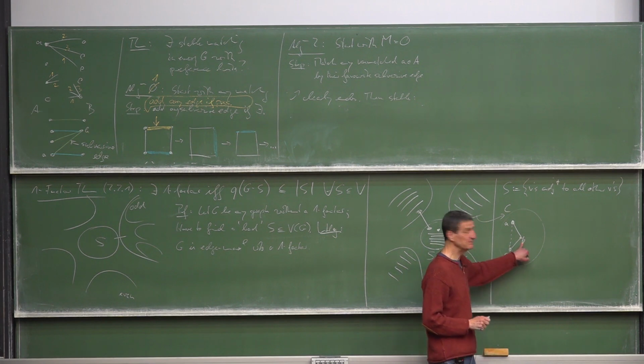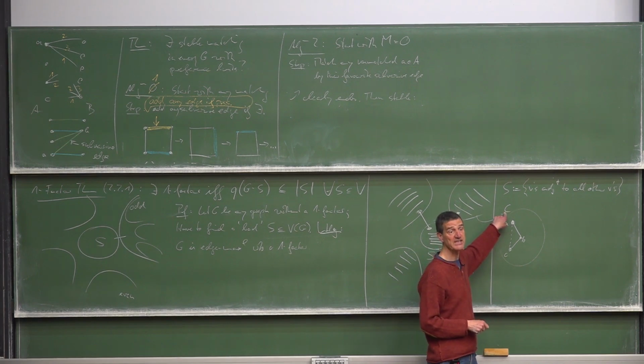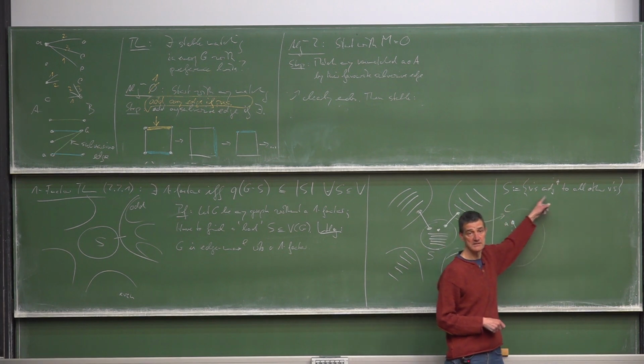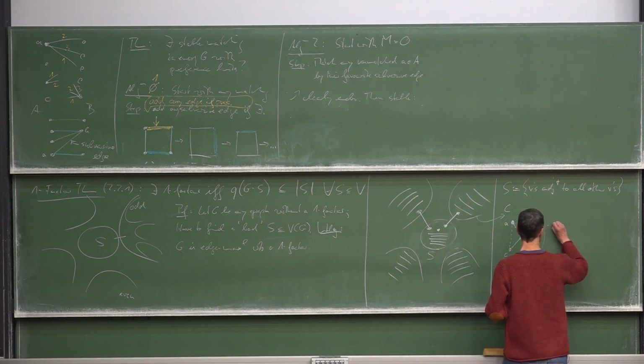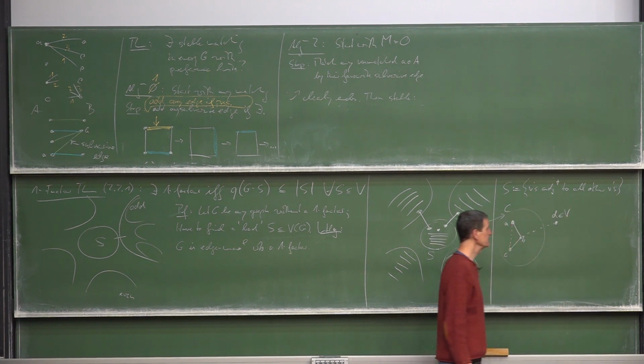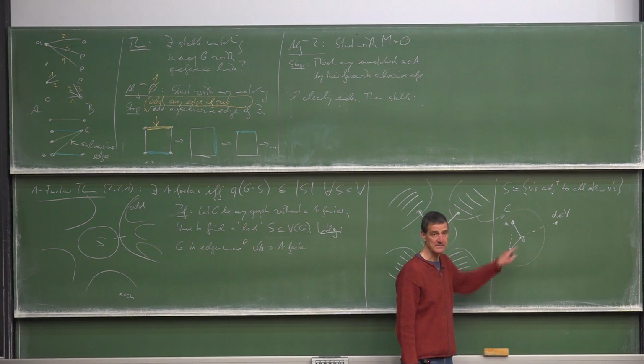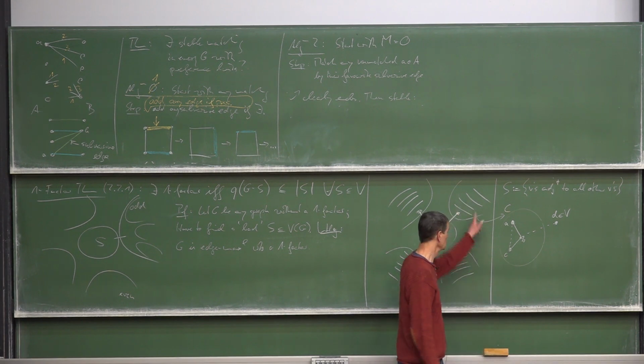Okay, now little b is in C. That means it's not in S. If it's not in S, what does that mean? It means it has a non-neighbor in G. If it was adjacent to every other vertex, it would be in S. Okay, so there exists a non-neighbor somewhere in V of this little b. It doesn't have to be in this component. Could be here or whatever.